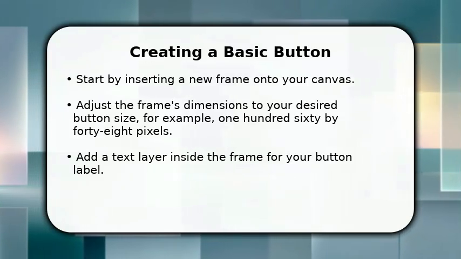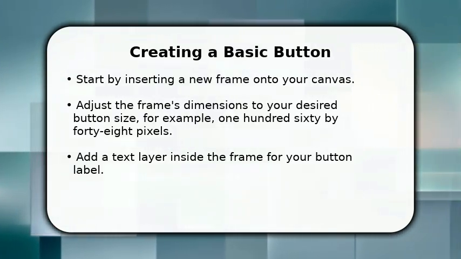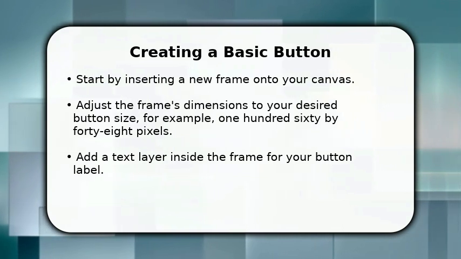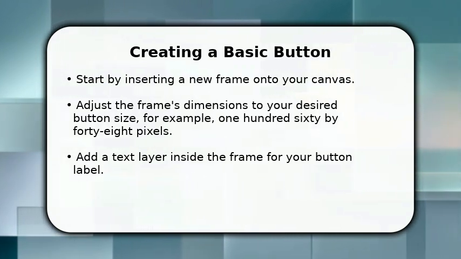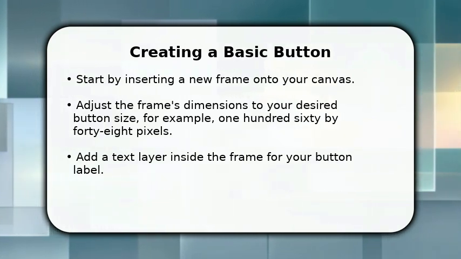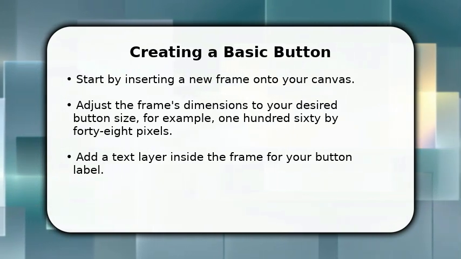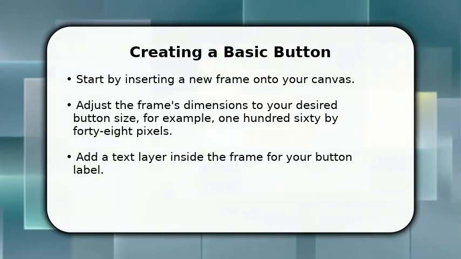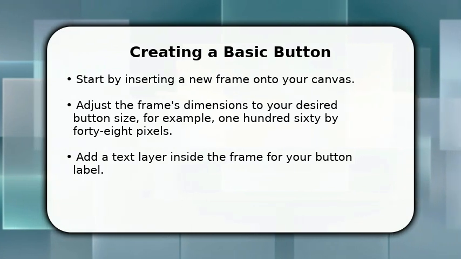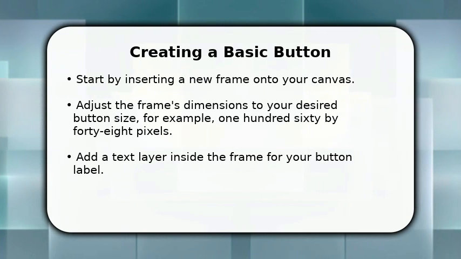In this video, I will show you how to make a button in Framer. Let's begin by creating a new frame on your canvas. Think of this as the foundation for your button. You'll want to set its dimensions, perhaps to 160 pixels wide by 48 pixels tall, to give it a standard size. Next, add a text layer inside this frame for your button's label, like "Click Me." Make sure to center that text perfectly within your new frame for a clean look.